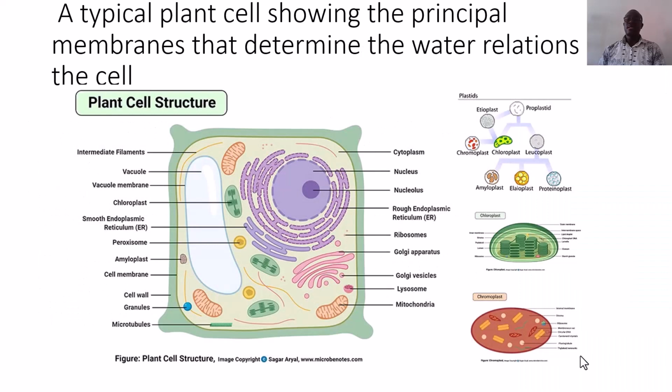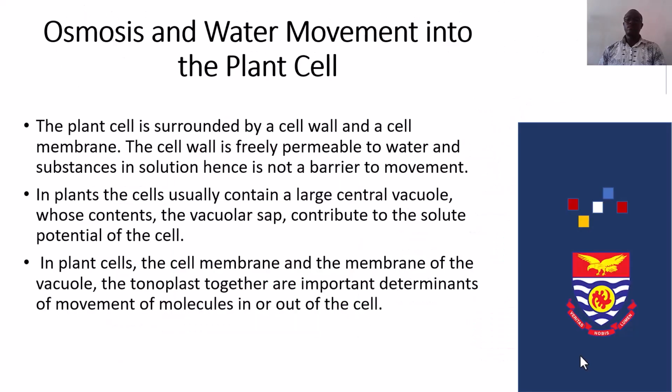Here is a typical example of a plant cell structure showing the various parts with regards to water relations of the cell. So, osmosis and water movement into the plant cell. The plant cell is surrounded by a cell wall and a cell membrane. The cell wall is freely permeable to water and substances in solution, hence it is not a barrier to movement.